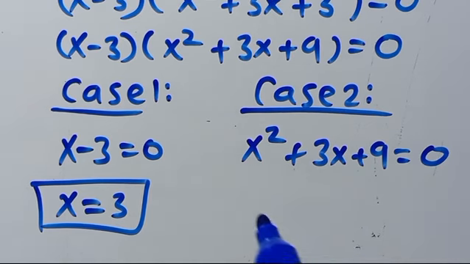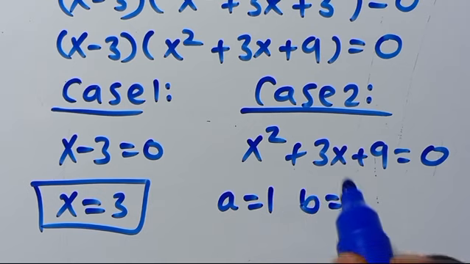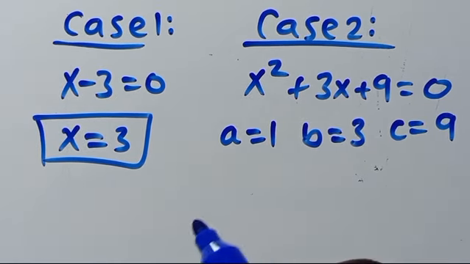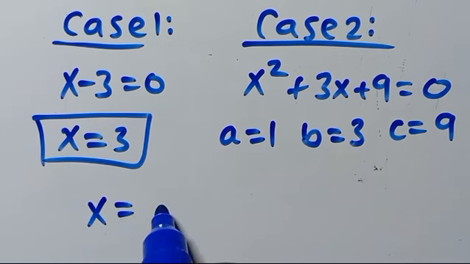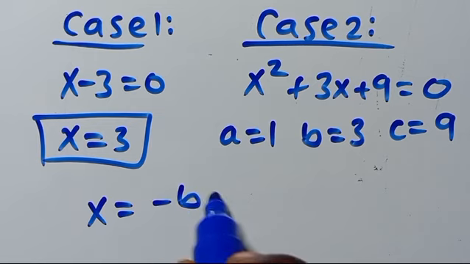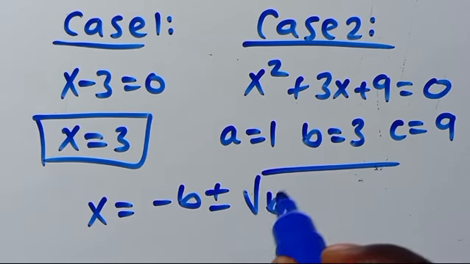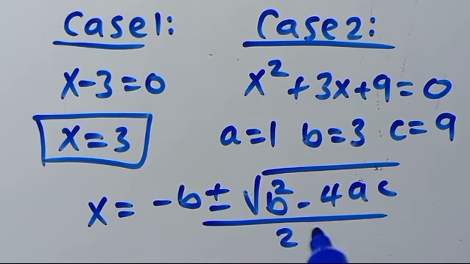Let us now define each parameter: a is the coefficient of x squared, which is 1, parameter b is the coefficient of x, which is 3, and parameter c equals 9. Then we recall the quadratic formula: minus b, positive or negative, square root of b squared minus 4ac, over 2a.